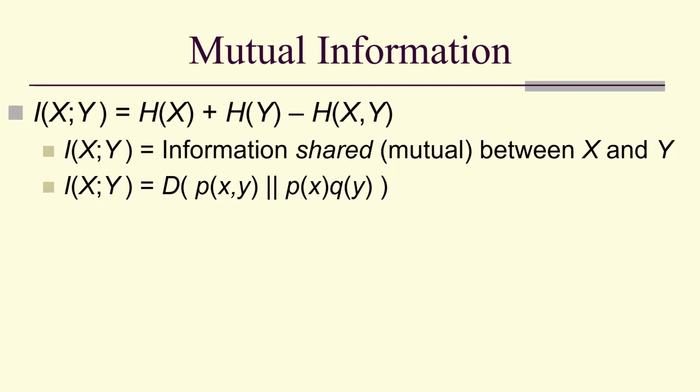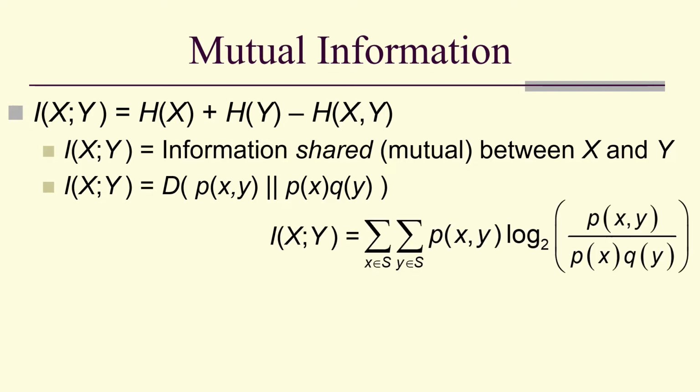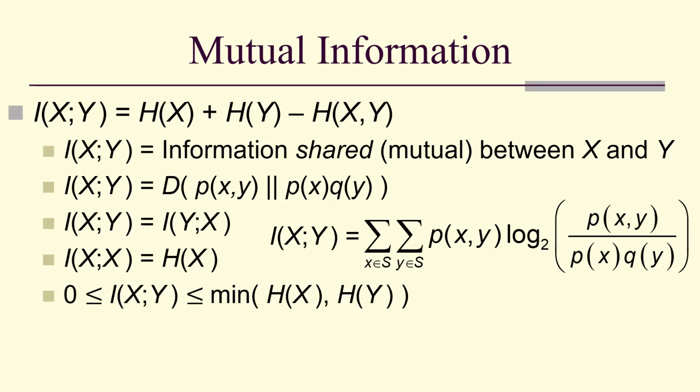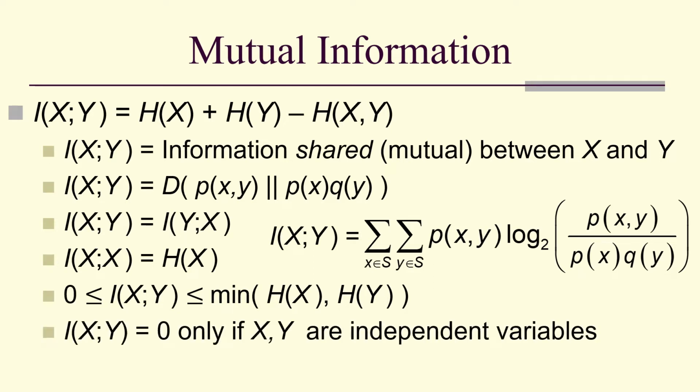It's defined by the Kullback-Leibler divergence of the joint probability and the product of the individual probabilities. This is what it looks like as a double sum formula. It's symmetric. The mutual information of X with itself is the entropy of X. It's between 0 and the smaller of the entropy of X and the entropy of Y. And it's 0 if and only if X and Y are independent variables.